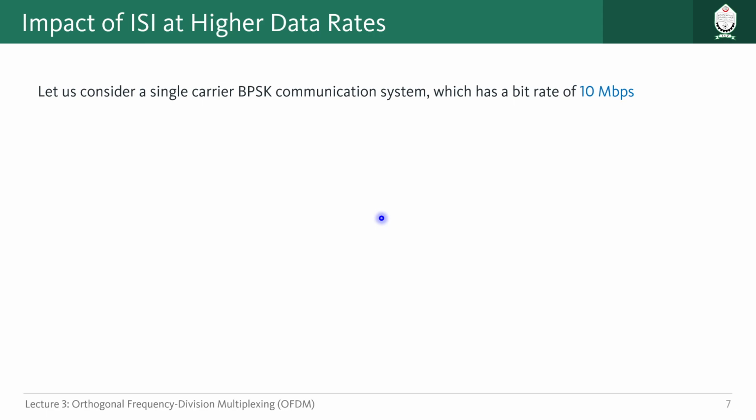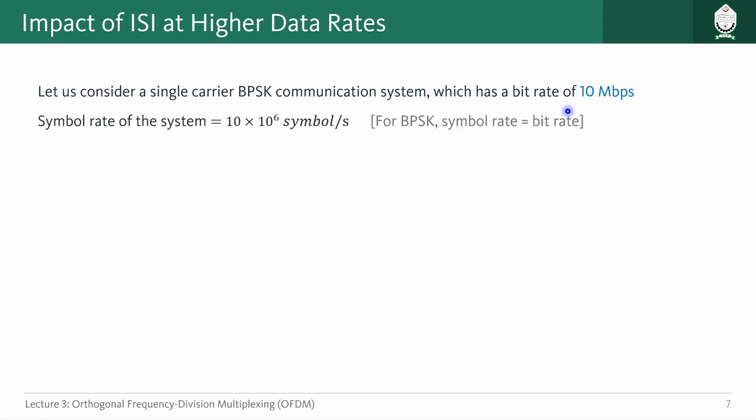So let us consider a single carrier BPSK communication where we have a data rate or a bit rate of 10 megabit per second. As this is a BPSK communication, the symbol rate is exactly equal to the bit rate, because we have two symbols for BPSK, and also two states for a bit. That's why symbol rate is equal to bit rate for BPSK. We already discussed this in our previous lectures.